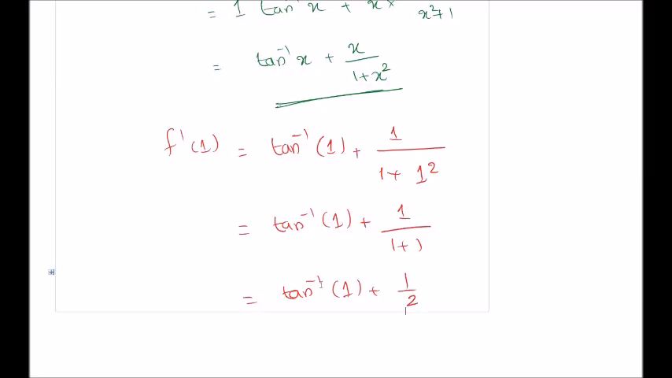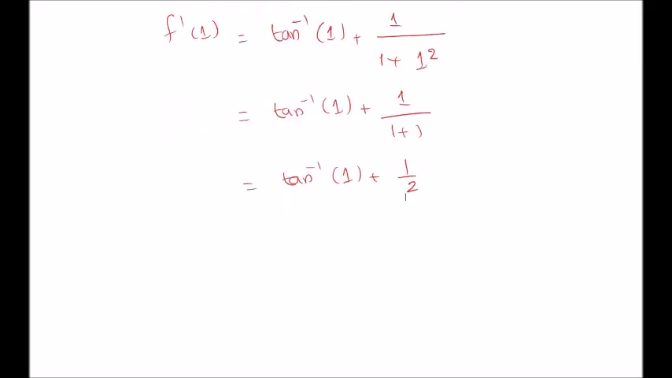Tan minus 1 of 1 is equal to pi by 4. These are all in the textbook formulas; we are just applying them. So it is pi by 4 plus 1 by 2. This is the final answer.